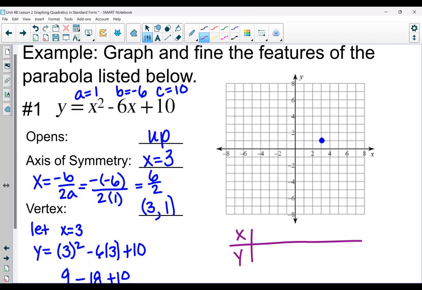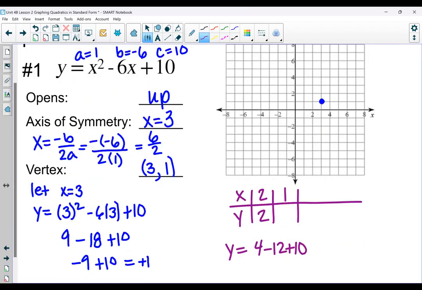The important thing is that when you choose a direction, you choose 2 x values in that direction. So in this case, I want to choose x equals 2 and x equals 1. I'm going to the left of my vertex to find more points. I'm going to plug those into my y equals equation. I get the points 2, 2 and 1, 5.